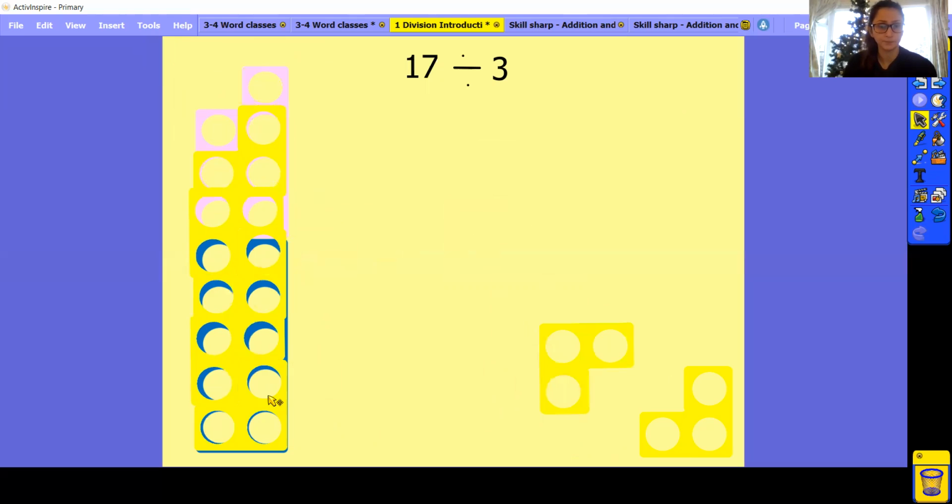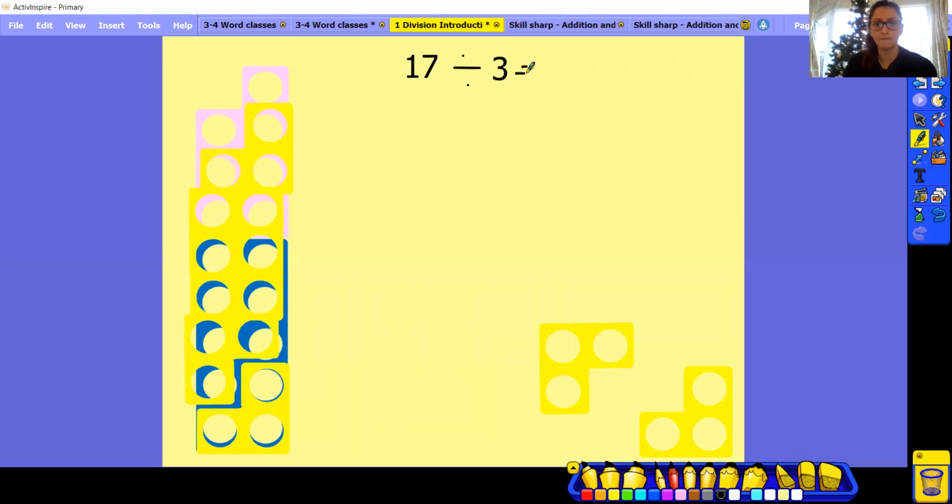So I managed to fit in 5. However, I've got 2 left over, or 2 remainders. So we've got 5, remainder 2. Now you could also have done this with your times table, and the best way to do it with your times table, again, using your 3 times tables.